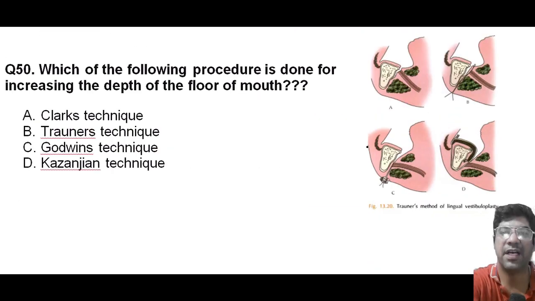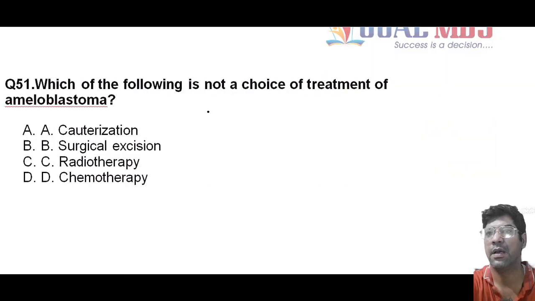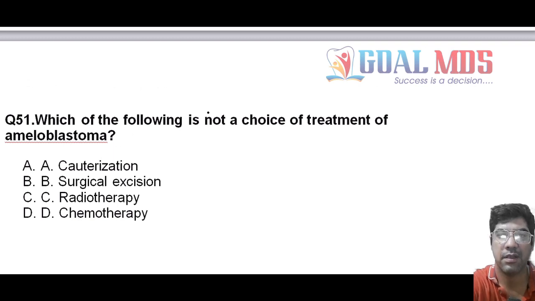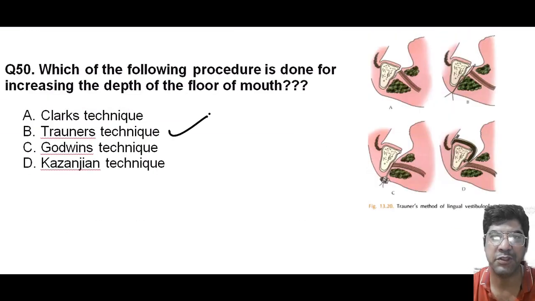Which of the following is done for increasing the depth of the floor of the mouth? It's the Trauner technique. We have discussed this technique already, so the answer is C. Mark that. Of the other options, the Clark technique is used for the vestibule. It is a technique used for vestibuloplasty. Its main focus is increasing the depth of the labial vestibule.